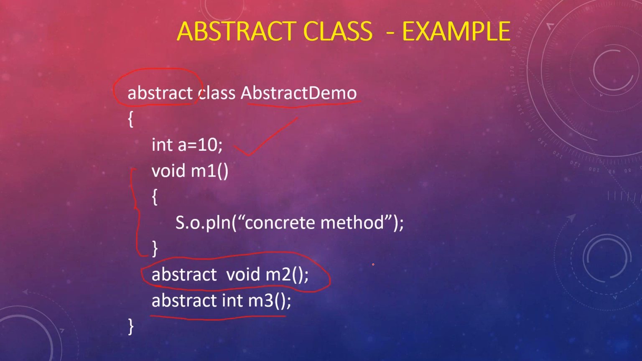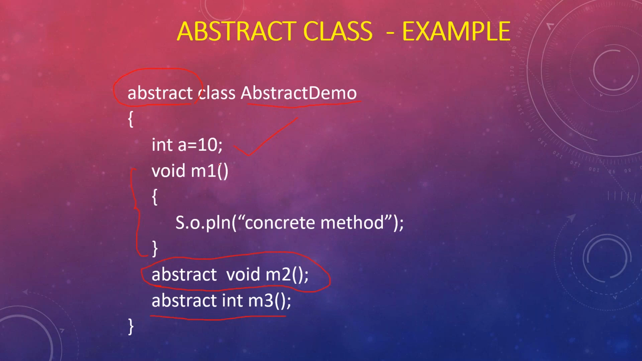Now tell me, if I cannot create an object for this class, for the abstract demo, what is the use of writing these instance members? If I want to access those two instance members, how can I do it? Yeah, very good. See, usually we should not create objects for abstract classes. Fine, that is correct. But if you want to access the instance members written in that class, we do have one way.